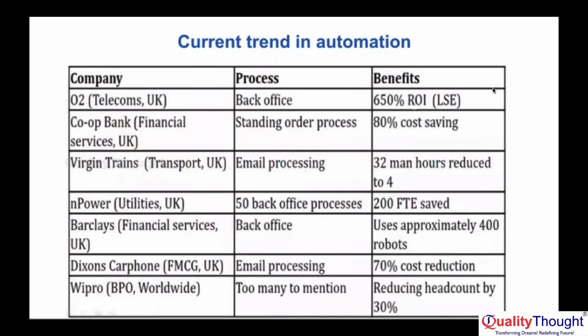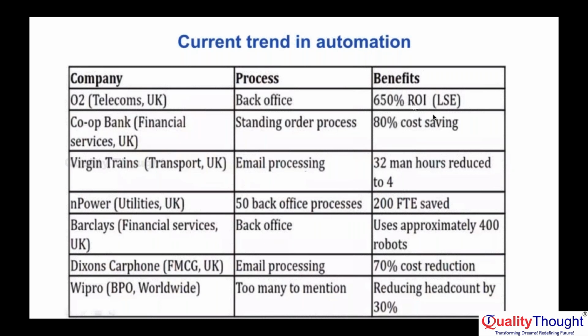There is a telecom company called O2. People should probably be aware it is Vodafone in India and O2 in the UK, so they both are from the same parent company. They have their back office automated using RPA, and they are the first ones and the most benefited company using RPA. They have a 650% return on investment, which is too much. They invested 1 crore and got 650 crores back. That is the amount of profit that they have received.